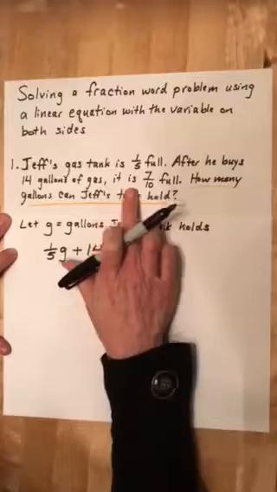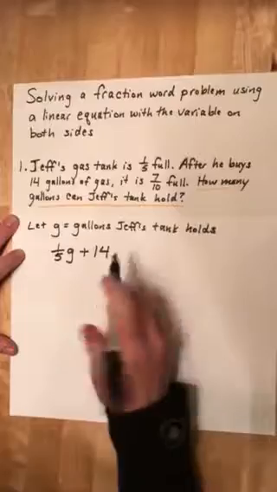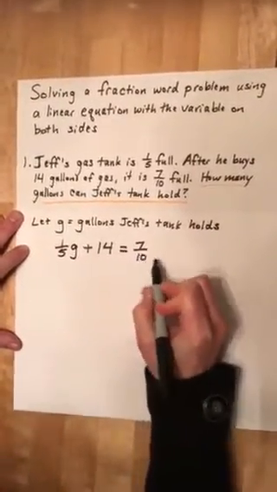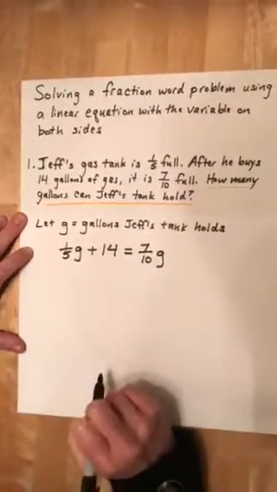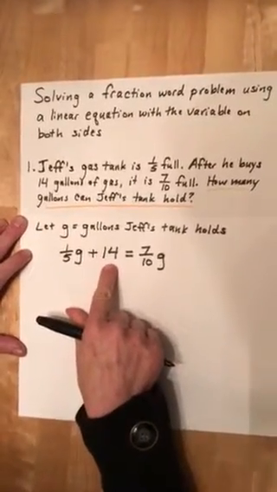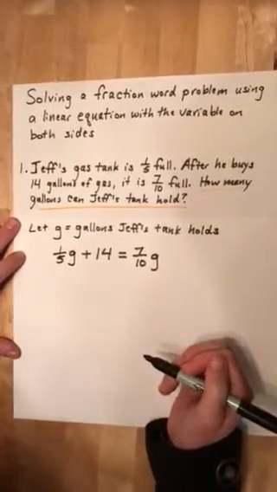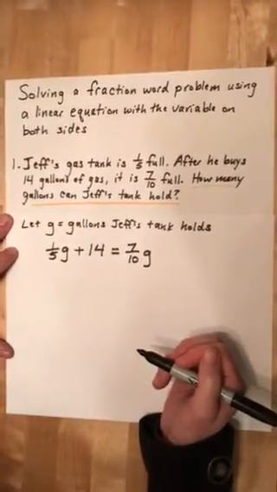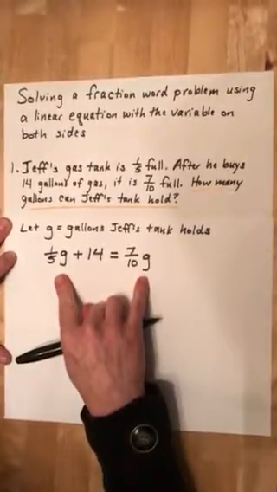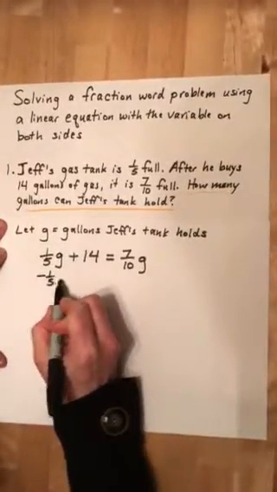And then it says now it is 7/10 full. So after doing this addition, it should now have 7/10 of the total number of gallons that it could hold. So it starts with 1/5 of the gallons, we add 14 more gallons, and now the gas tank has 7/10 of the gallons that it could hold. So to solve this, we want to get both variables on the same side of our equation. It would be easiest to do that by subtracting the 1/5 G on the left side. So subtract the 1/5 G.